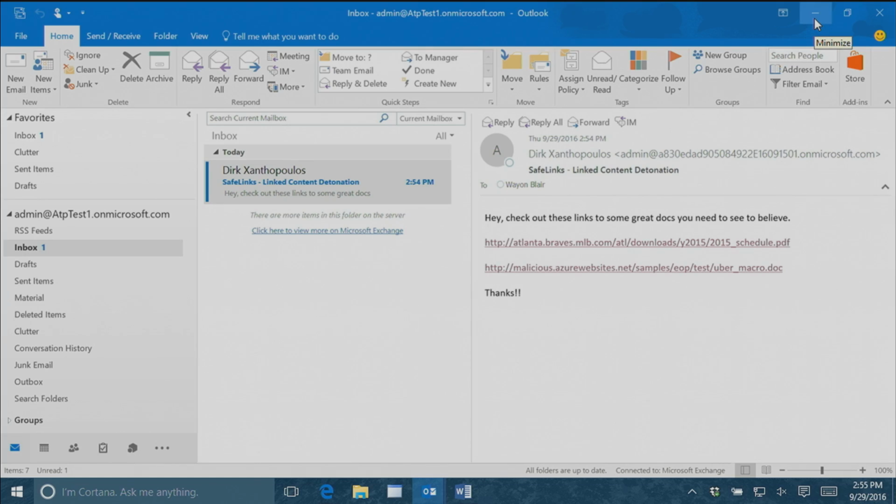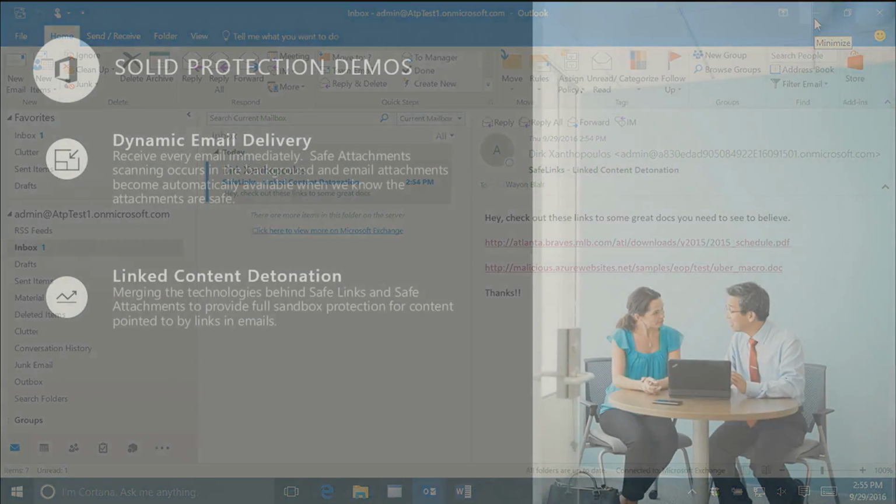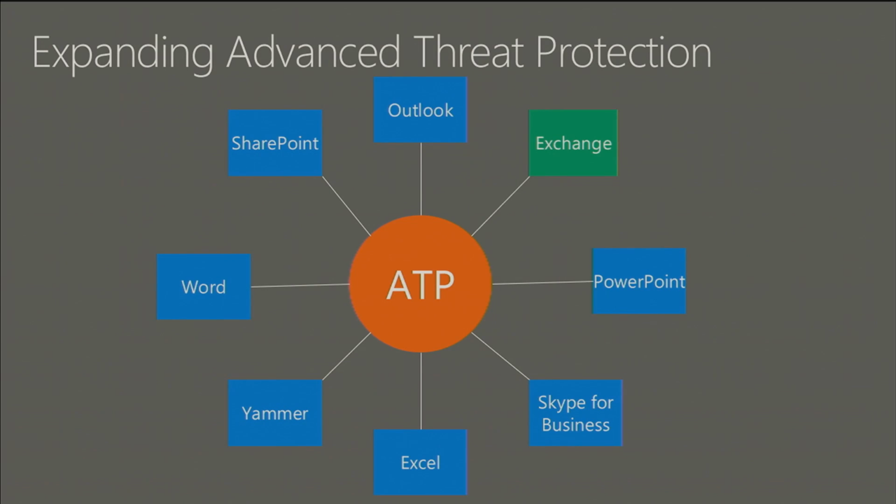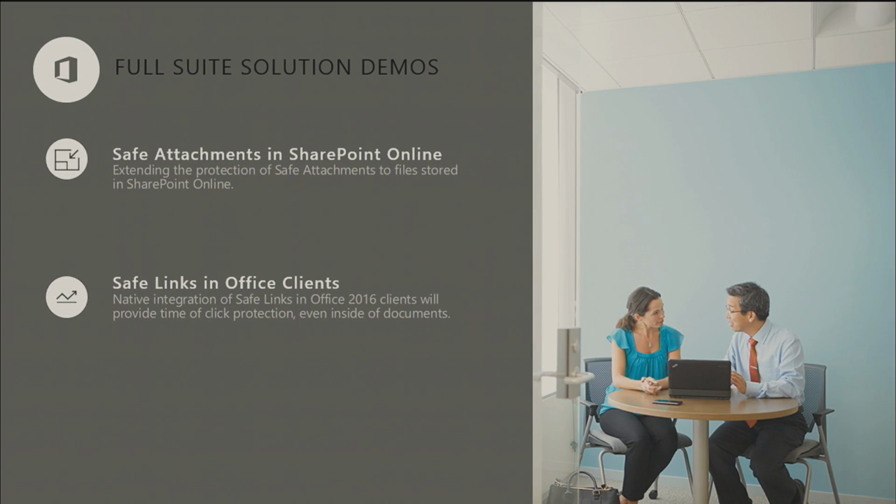Okay, let me jump back. So like I said, we're in the process of expanding ATP throughout O365. So right now, we just have coverage for mail, but we're going to be adding other O365 properties, including SharePoint, Skype for Business, and Yammer in the future. And we're also putting safe links into Office clients. So you'll see it pop up in PowerPoint, Excel, and Word, and a little bit later, Outlook. I'm going to show you the first look right now at both of those experiences.